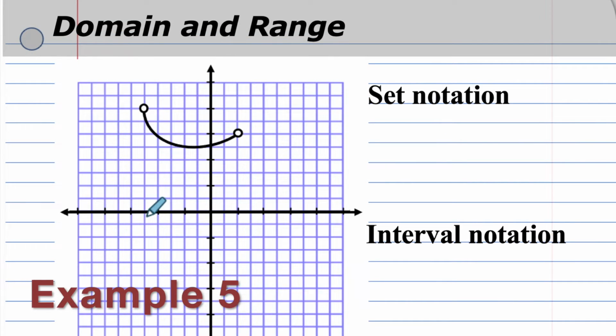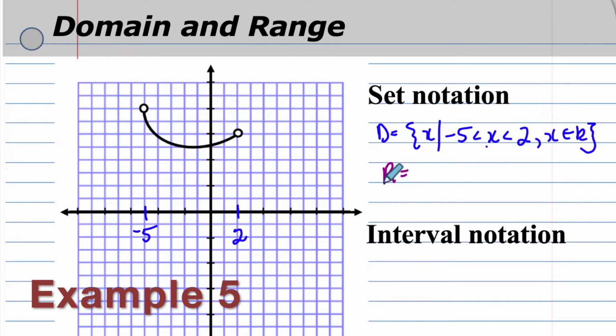Set notation, the domain goes from here to here, -5 to 2. Domain is x is such that we're going from -5 to 2 in the x's, where we're not including both of those endpoints. We don't need the equals underneath. We have x as an element of the reals. X is bigger than -5 and less than 2.